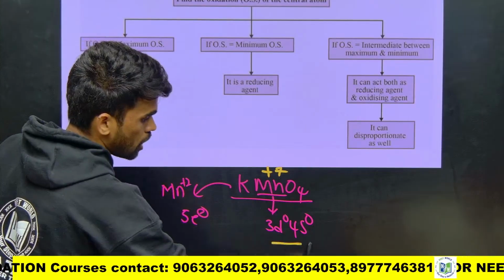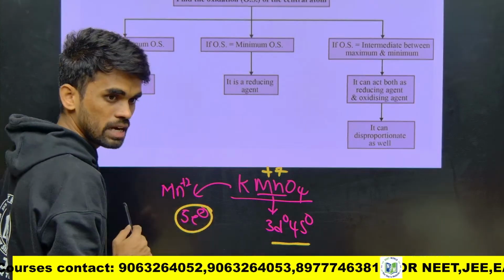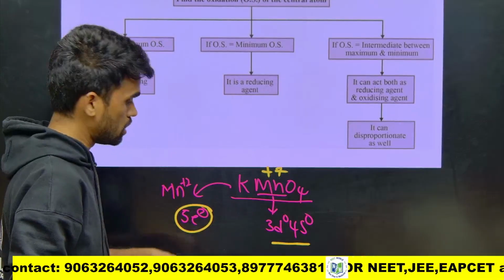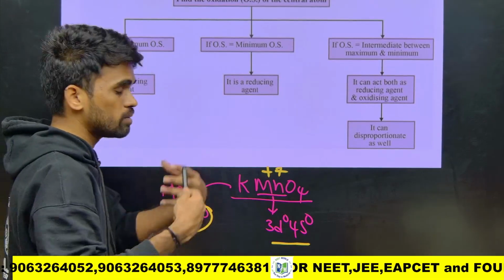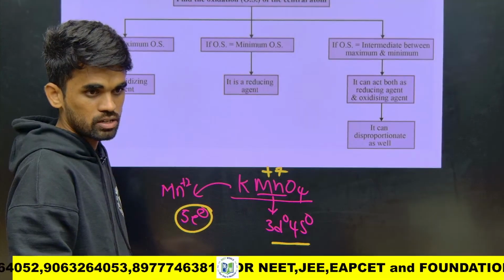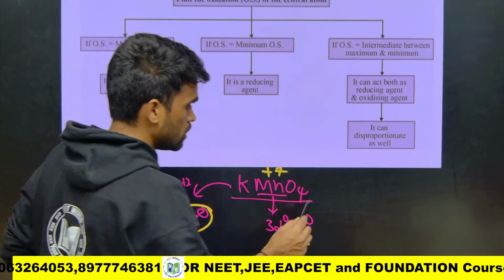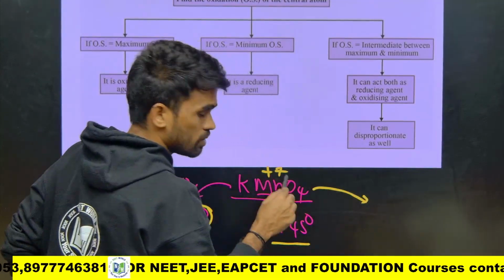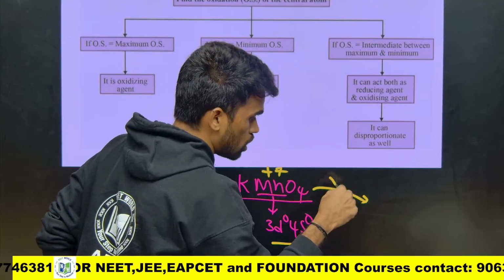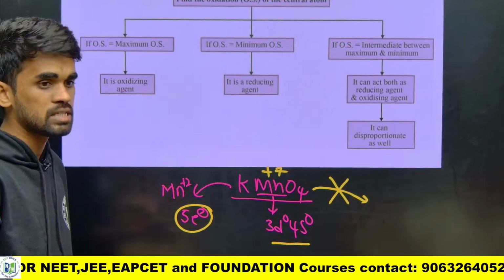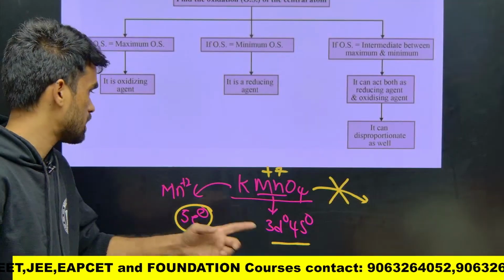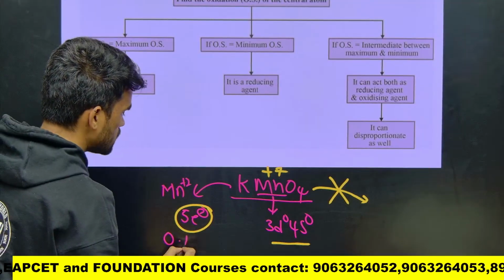Okay, we have empty orbitals to accommodate the gained electrons. So it can gain electrons, but there are no electrons to lose, right? So for Mn+7, there is no possibility to lose an electron, therefore it cannot act as a reducing agent, but it can act as only an oxidizing agent.